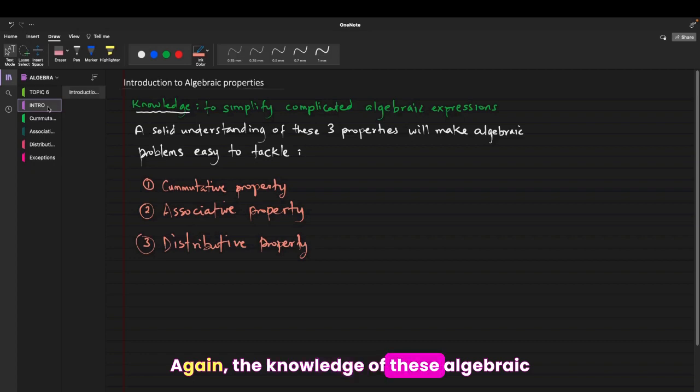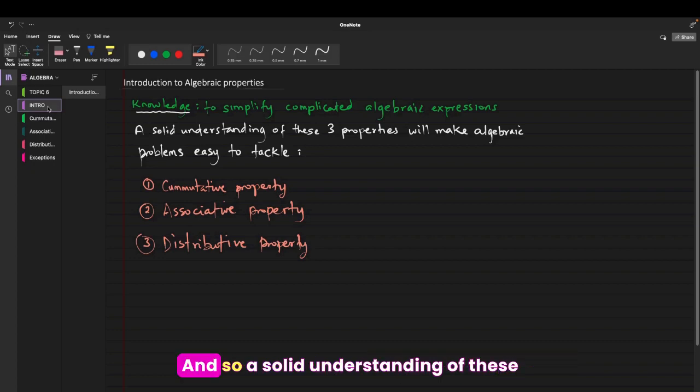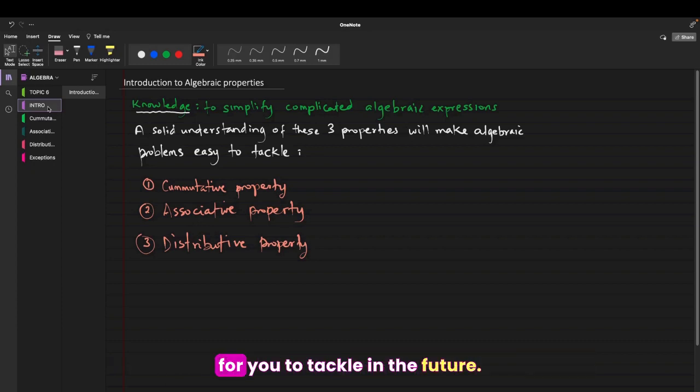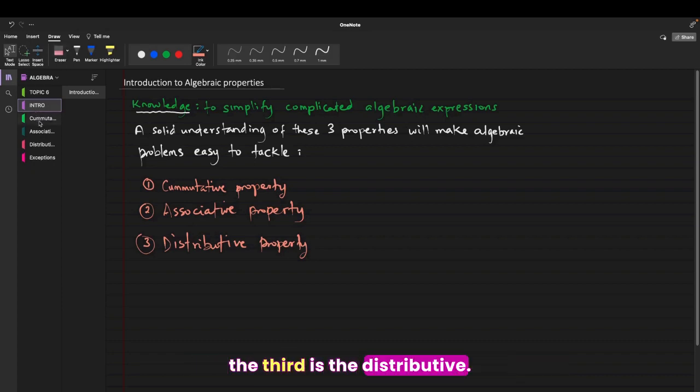Again, the knowledge of these algebraic properties is so important because they help us to simplify complicated algebraic expressions. And so, a solid understanding of these three properties will make algebraic problems easier for you to tackle in the future. The first of them is the commutative property, the second is the associative, and the third is the distributive.